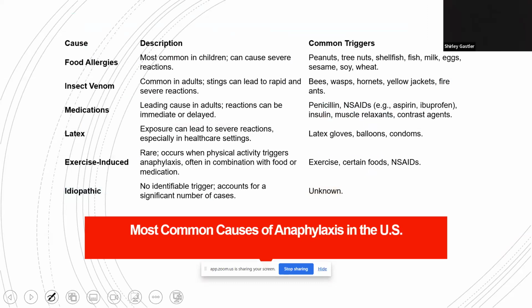So the common stuff's the common stuff: your food allergies, your insect envenomations, medications, latex is on there certainly. Then there is exercise-induced anaphylaxis. Idiopathic is just a catch-all term for we have no clue and we didn't figure it out.